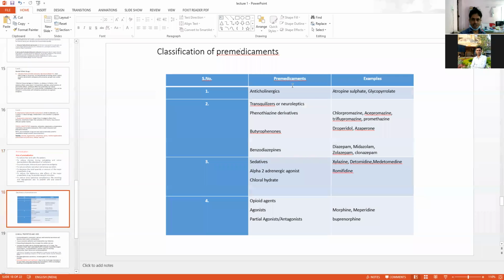And this is the classification of the different pre-medicaments, which you have to remember. This is very important. At least you should know these: the anticholinergics, tranquilizers and neuroleptics, butyrophenones, benzodiazepines, sedatives, opioids. These are the 4 basic classifications, and examples of the anticholinergics are given here. Tranquilizers, neuroleptics, phenothiazines are given here. So at least you should remember this classification, and this is very important.